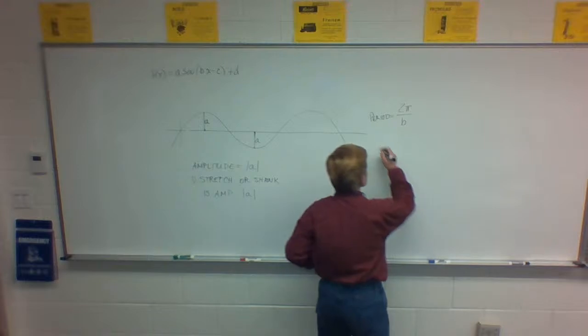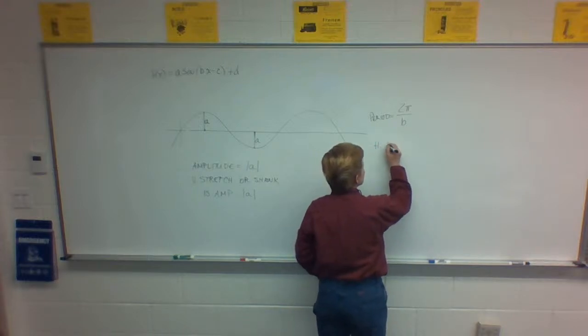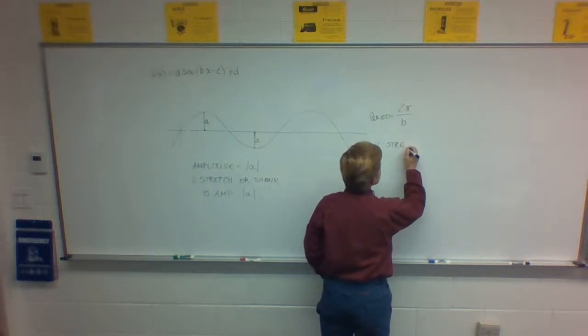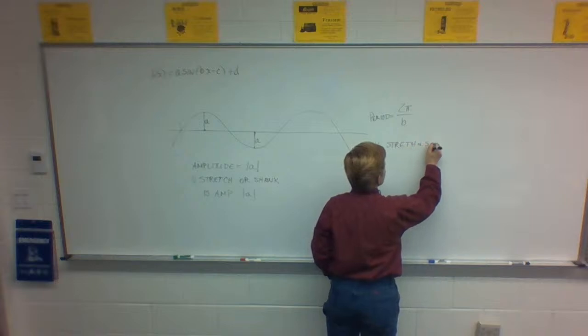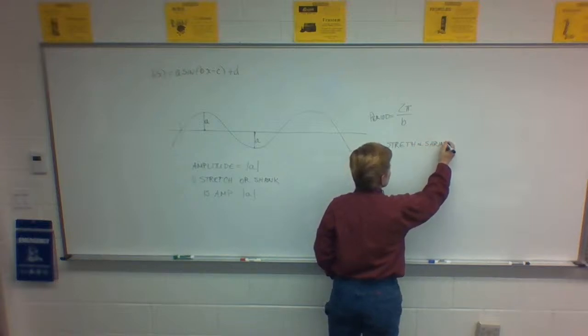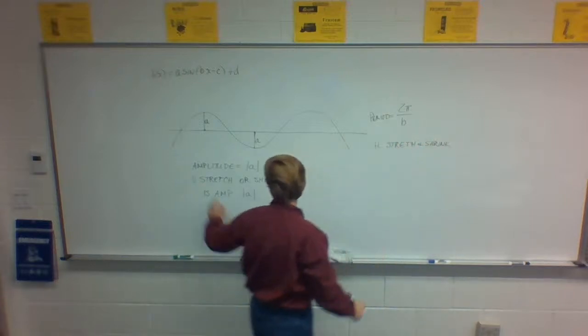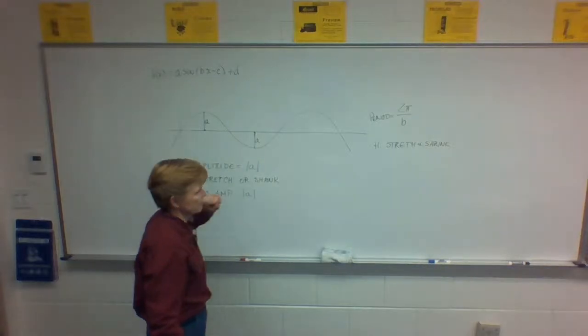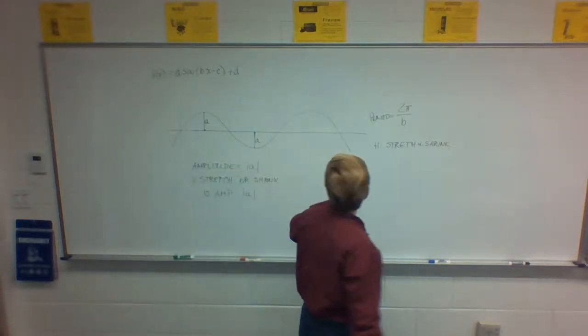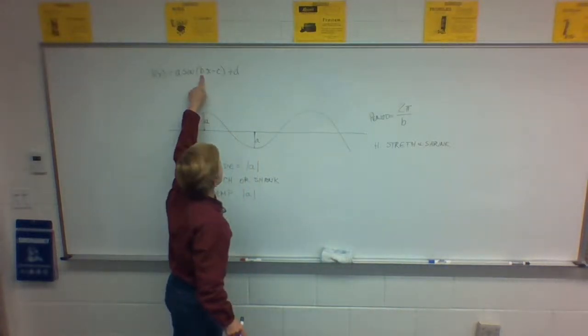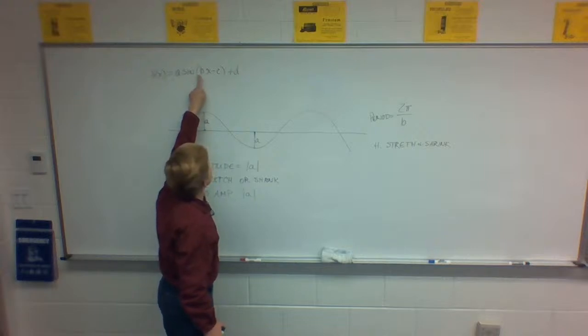This has to do with horizontal stretches and shrinks. We call it the period length. It's a special name for this. Amplitude is a special name for a vertical stretch or shrink. I'll show you how this all comes in a minute, but that's where you're going to get that number from: the coefficient on x inside the sine.